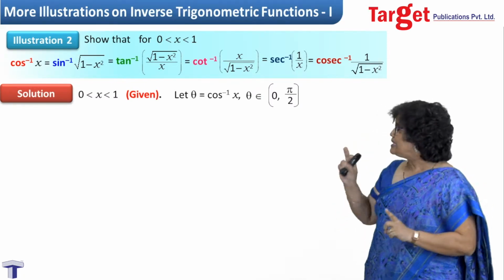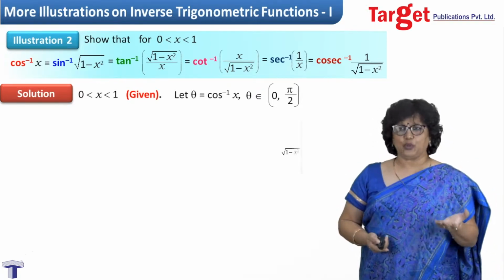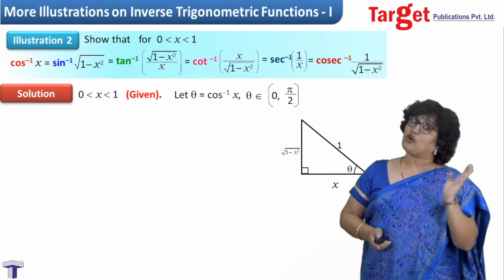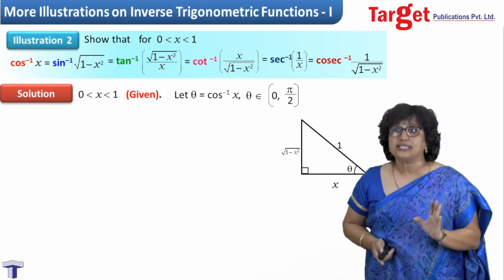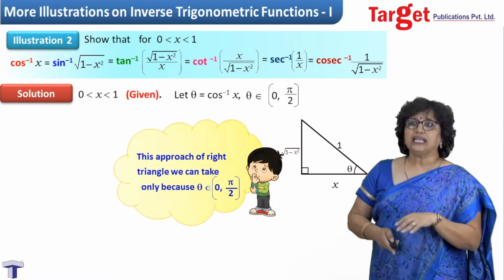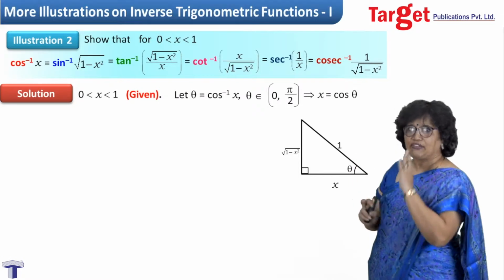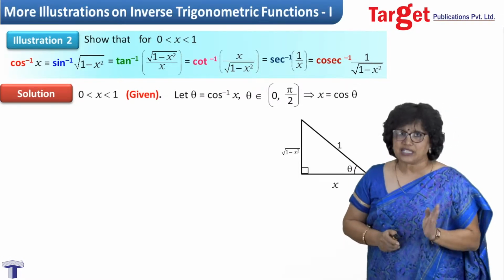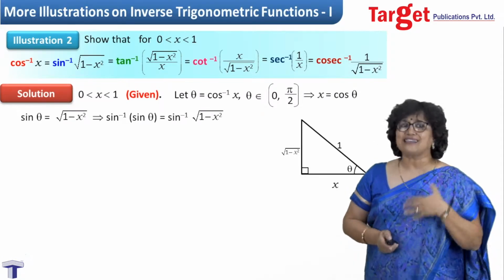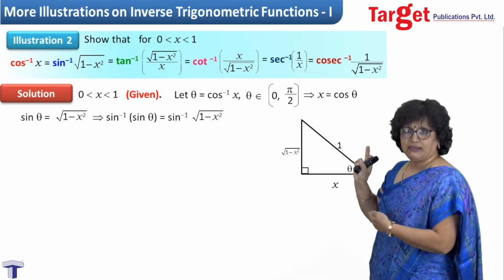What I'm thinking, when theta is between 0 to pi by 2, can't I use the basic right triangle approach? Yes, actually you can. I am given theta equal to cos inverse x. So from here, x equal to cos theta leads to this triangle, where the perpendicular I have shown as under root 1 minus x square, base would be x, hypotenuse is 1, and from there I start writing. What is sine theta? Sine theta would be under root 1 minus x square upon 1, correct?